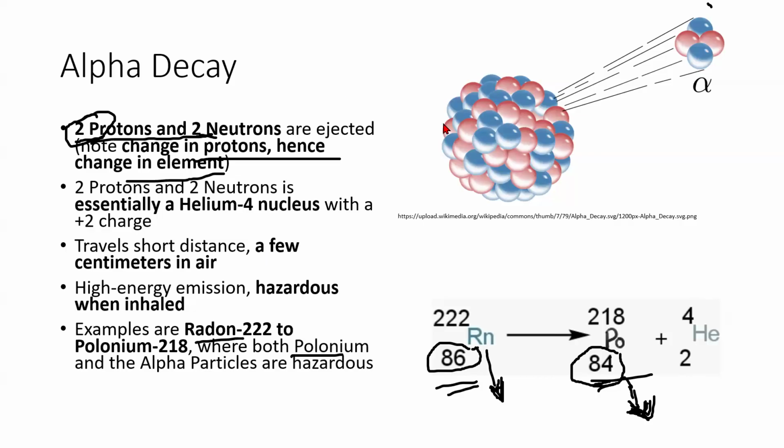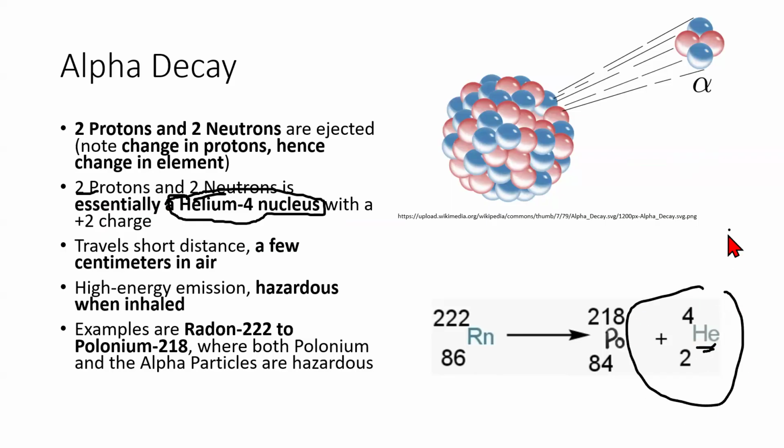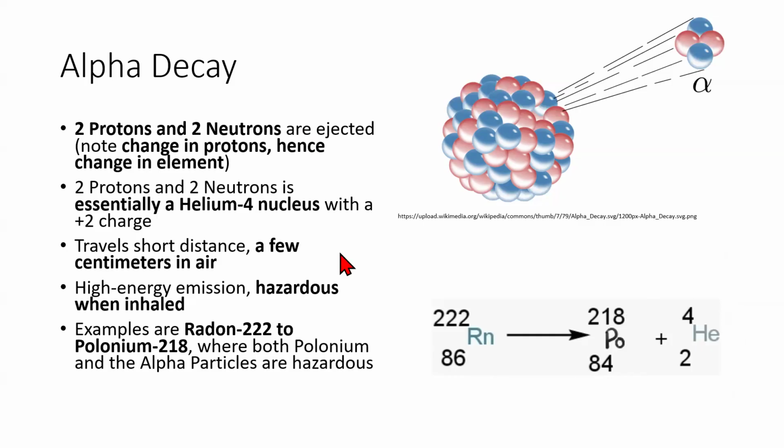Anyway, for alpha decay, two protons and two neutrons is essentially just a helium-4 nucleus. That's why we sometimes represent the alpha particle as a helium nucleus. So this one is simply your alpha particle.